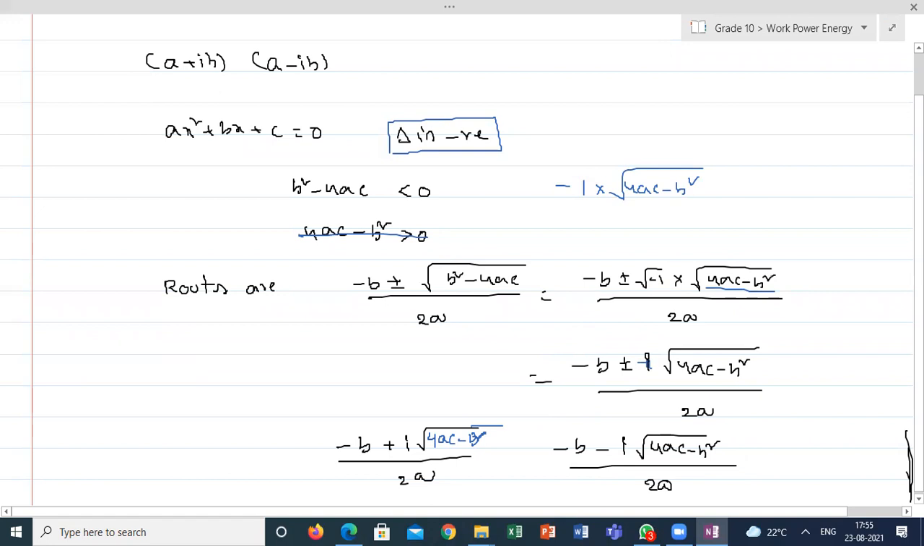Is it clear what I'm saying? Sir, delta is positive, right? No, delta is negative. 4ac minus b square is positive, right? Yeah, 4ac minus b square is positive, but what is the actual root? How can I transform b square minus 4ac into 4ac minus b square? If I'm taking -1, then only b square minus 4ac can be written as -1 into 4ac minus b square.